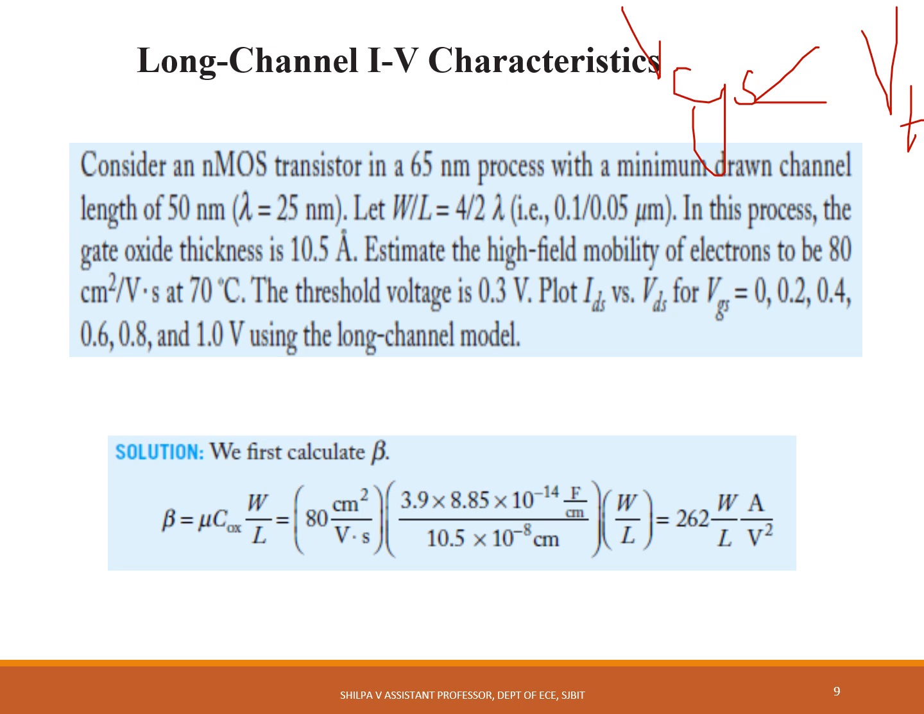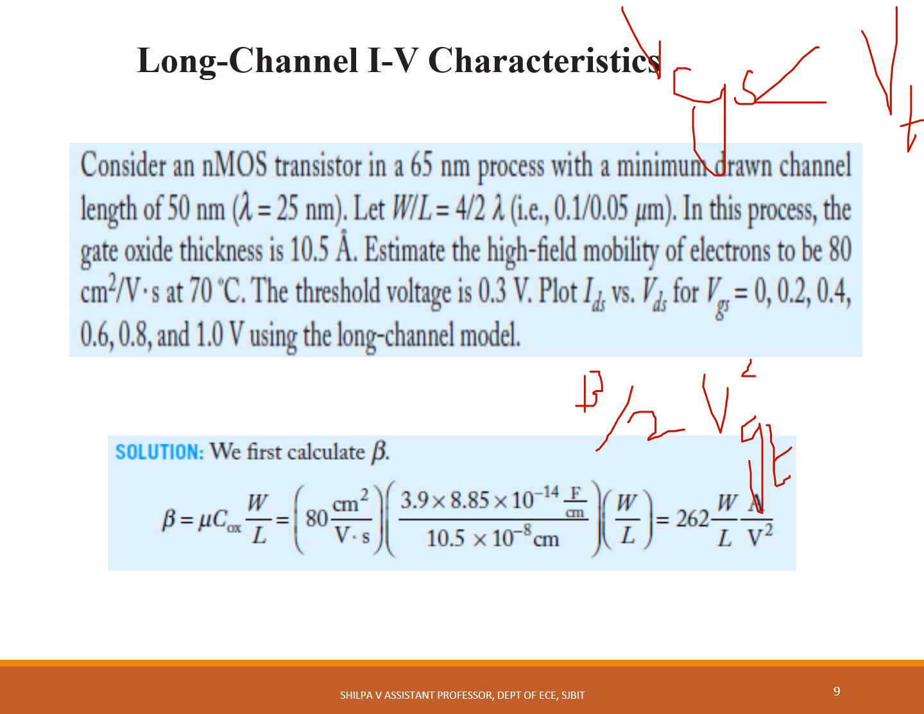And for the linear region of operation, the current is beta into (VGT minus VDS by 2) into VDS, which we have just derived. If you replace VDS by VD saturation and simplify, you get the value of IDS as beta by 2 into VGT the whole square. That is when VDS is more than VD saturation. So basically three regions of operation: cutoff, current is 0; linear, beta into (VGT minus VDS by 2) into VDS; saturation, beta by 2 into VGT the whole square.